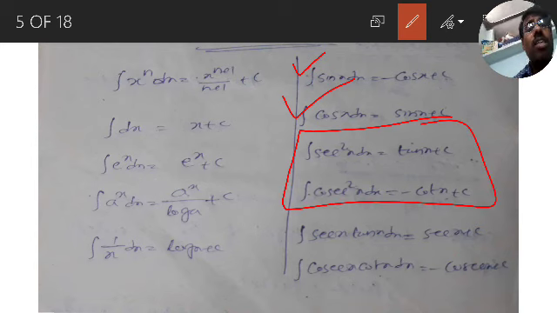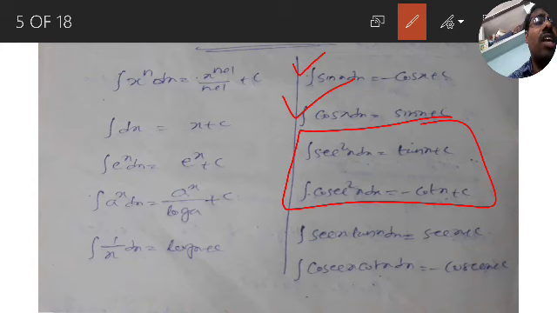By this sec square you can find tan square. Tan square can be written as sec square minus 1, and cot square can be written as cosec square minus 1. Sin square a is equal to 1 minus cos 2a by 2, and cos square a is equal to 1 plus cos 2a by 2. Like that you can find all of sin square, cos square, tan square, sec square, cosec square, cot square.